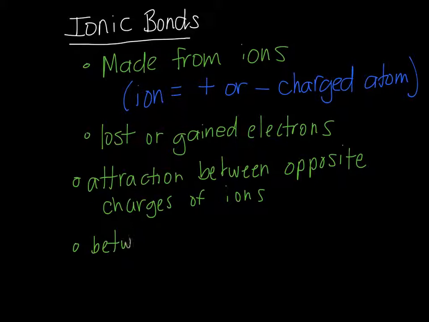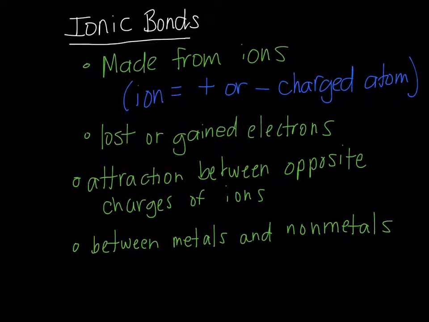If you're going to make an ionic bond, you need two types of elements. Ionic bonds occur between metals and nonmetals. Metals are usually the things that make positive charges. Nonmetals are the things that make negative charges. And we're going to talk about how that happens on the next slide.